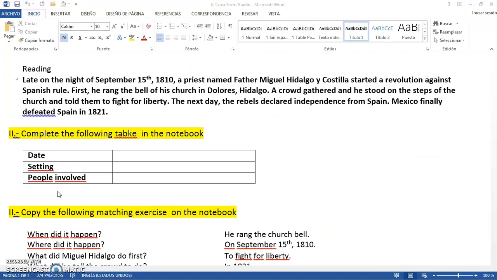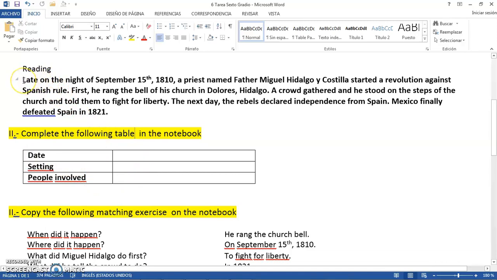So, for the next part, we're going to do the reading of this text, and then we are going to answer several questions. First of all, this is wrong. It says tapke. Tapke does not have any meaning at all. Tapke, no. But table means something. Table is this.